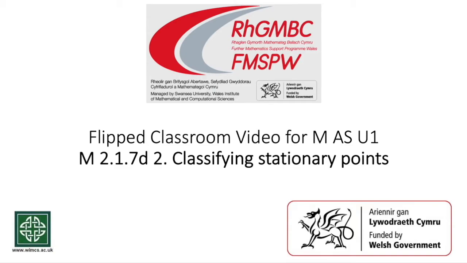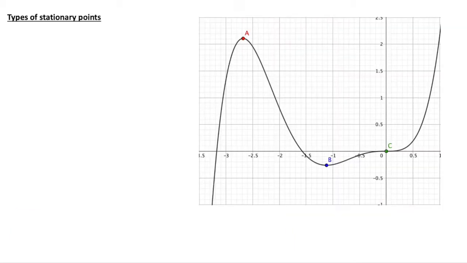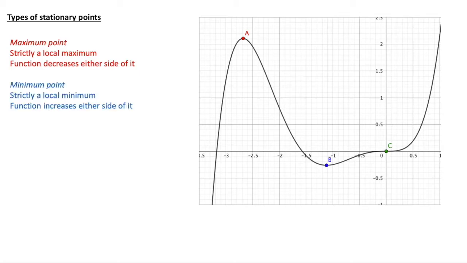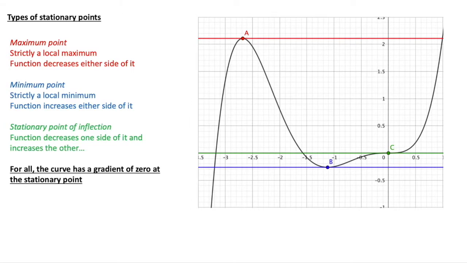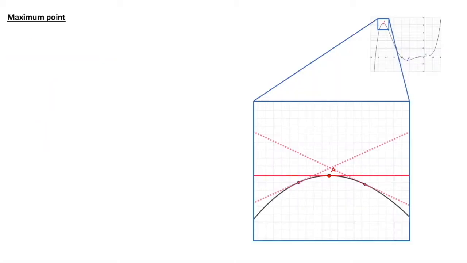Flipped classroom video for Maths AS Unit 1, Classifying Stationary Points. From our previous work, we know that there are three types of stationary points. We have a maximum point, a minimum point, and a stationary point of inflection. For all these, the curve has a gradient of 0 at the stationary point. So let's have a look at the different types in detail.